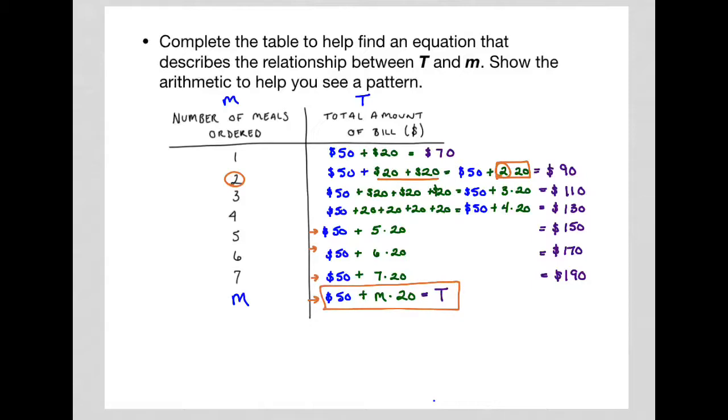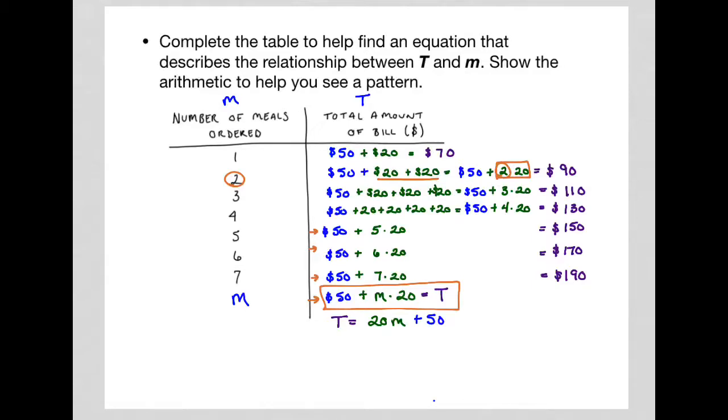Keep in mind that you could write this slightly differently, so that everything is switched on both sides. We could write this as T is equal to 20 times m plus 50.